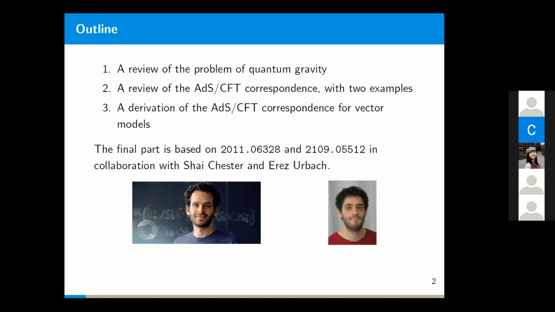And then in the second part of the talk, I'll present a derivation of the AdS/CFT correspondence for a specific case, one of these examples, the case of vector models. And this last part is based on a couple of papers that I wrote in collaboration with our excellent postdoc and student, Shai and Erez Urbach.